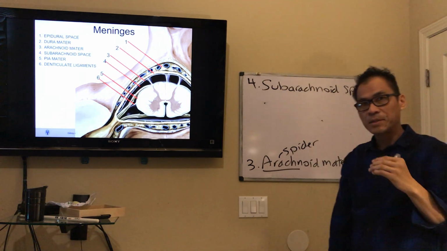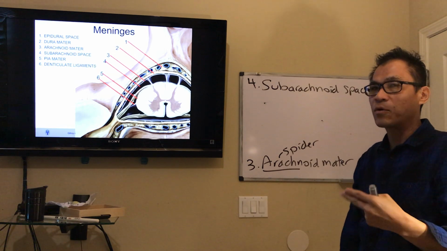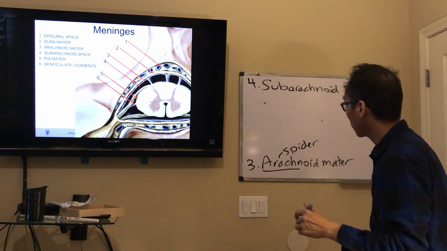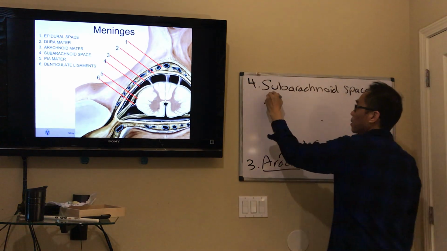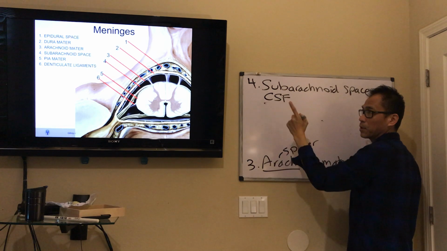In this space, deep to the arachnoid mater, cerebrospinal fluid, or CSF, circulates within this space. That's what I want you to know about it. CSF, cerebrospinal fluid, circulates here.